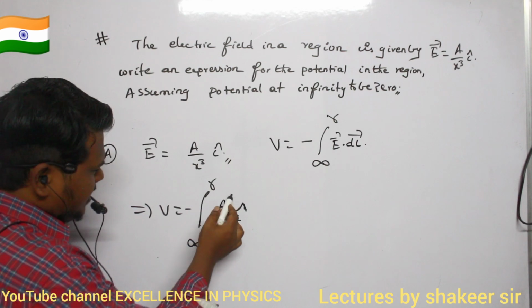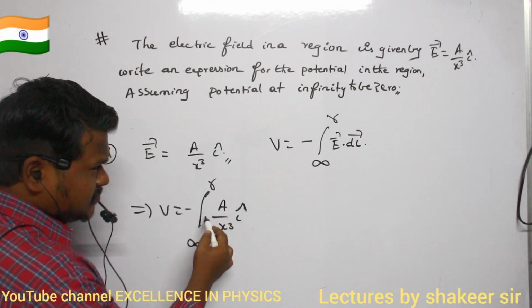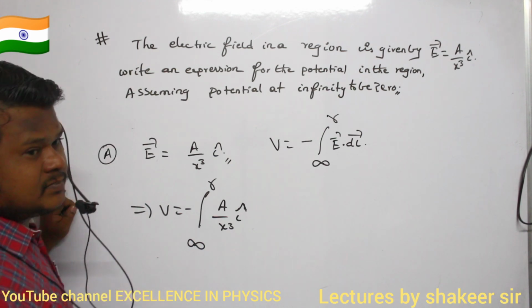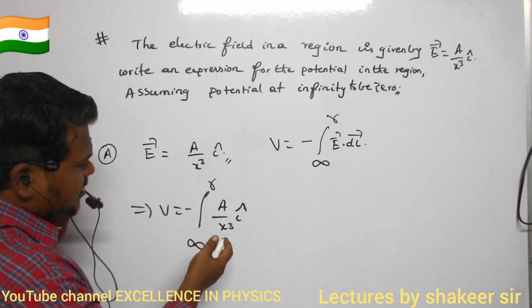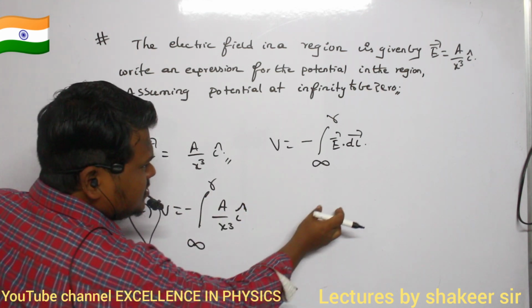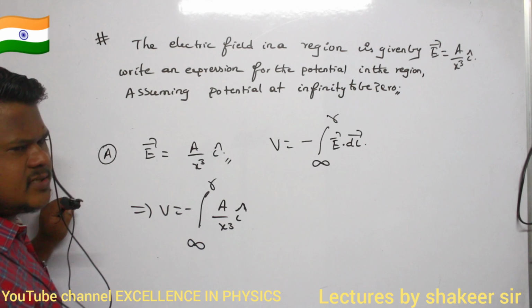Now what is meant by i cap here? This is i cap, the electric field i cap. I cap means that the electric field is present along the x-axis only. So in which direction do I have to take this dl vector?